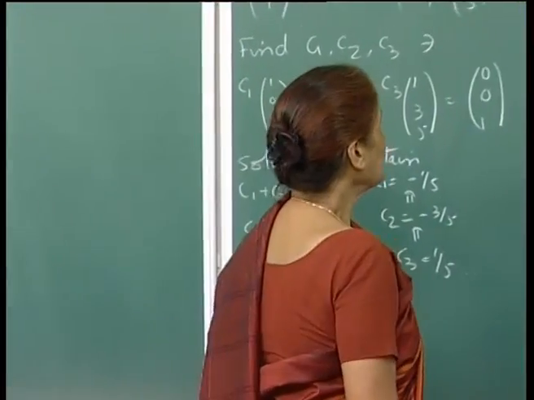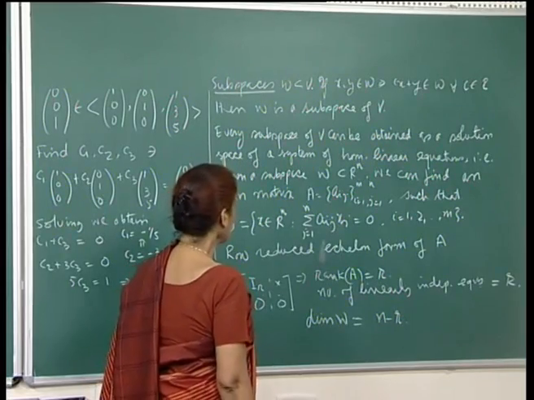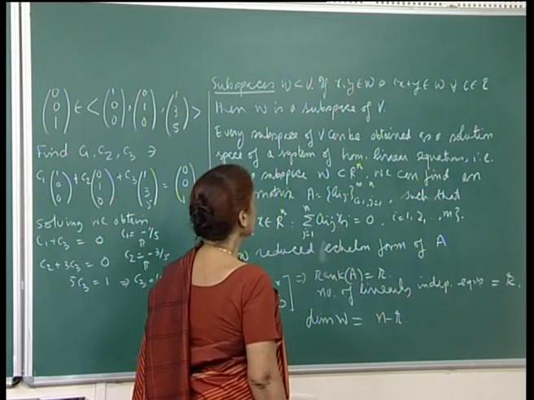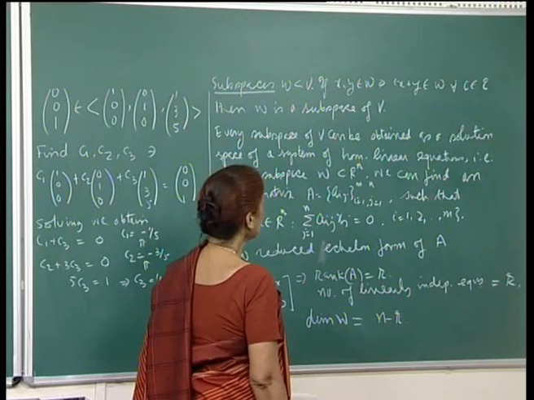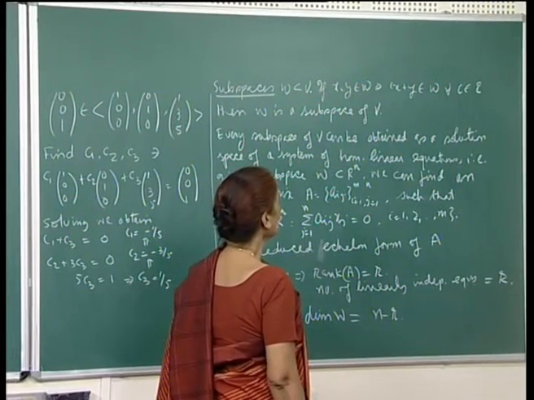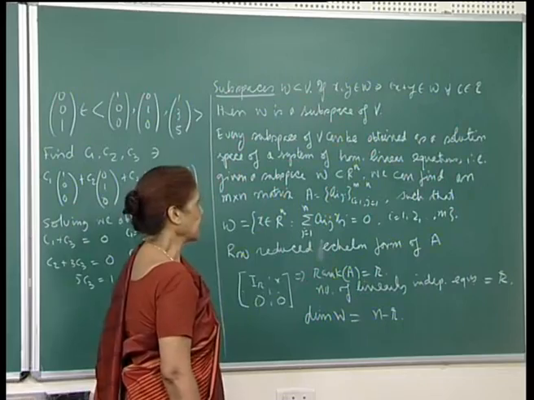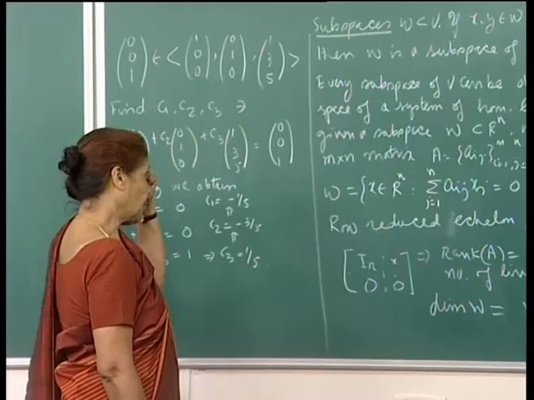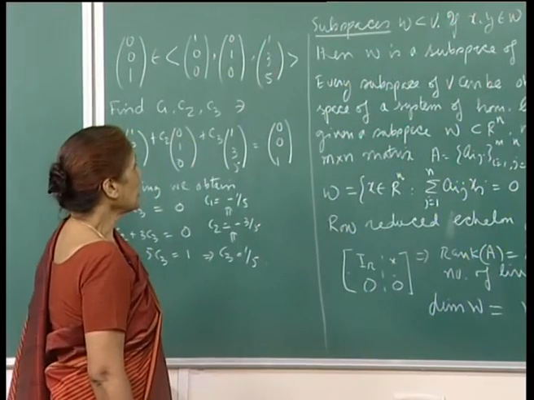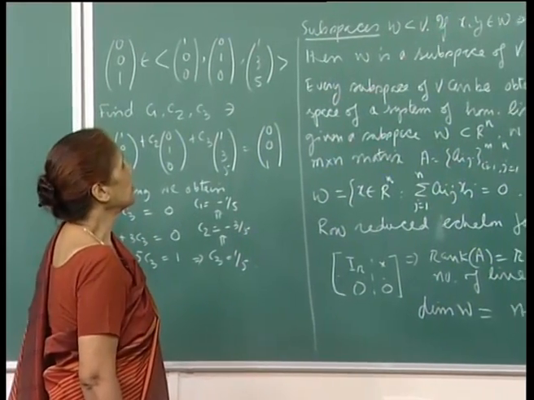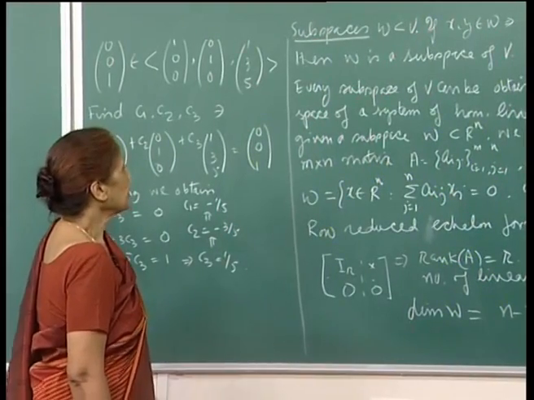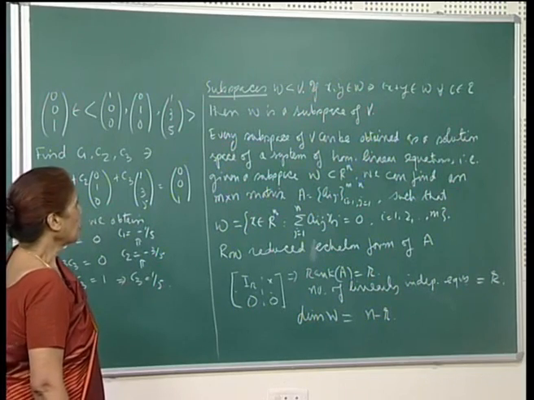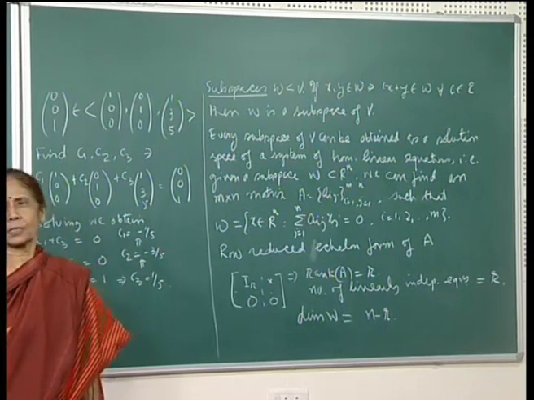A few lectures before, I had defined subspace for you, and the idea was that if there are two vectors x and y in the subspace W, then Cx plus y is also in W for all C belonging to R, then W is a subspace of V. This was the definition I had given to you some time ago. Now, I would like to give you an alternate definition of a subspace, which is a very convenient way of looking at a subspace, and that is that every subspace of V can be obtained as a solution space of a system of homogeneous linear equations.